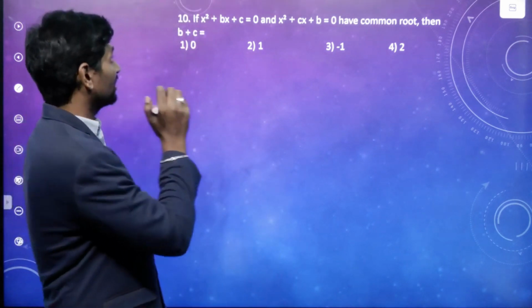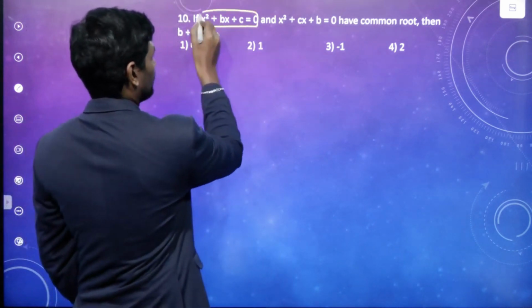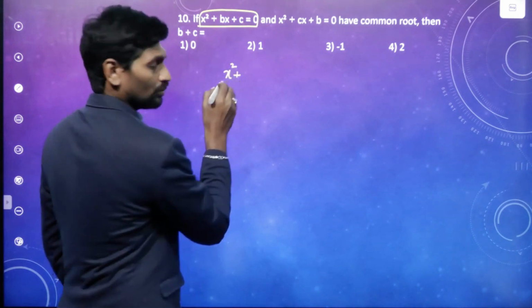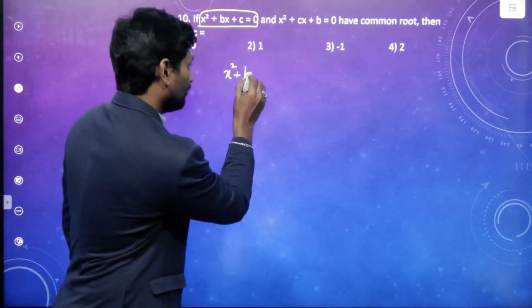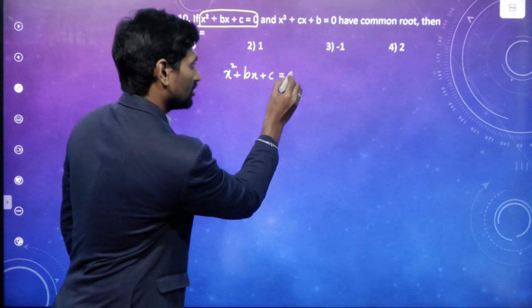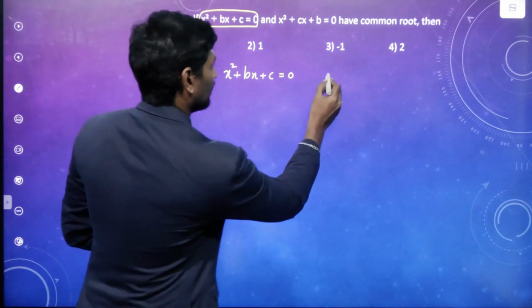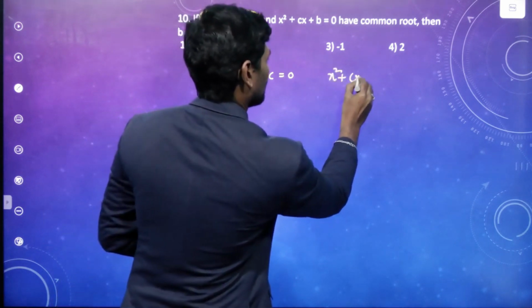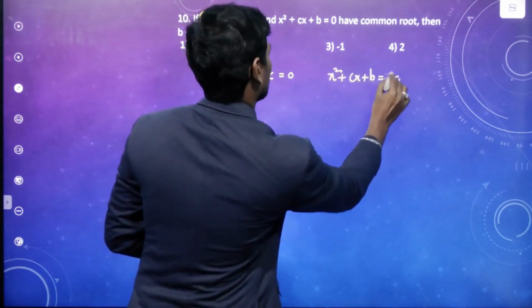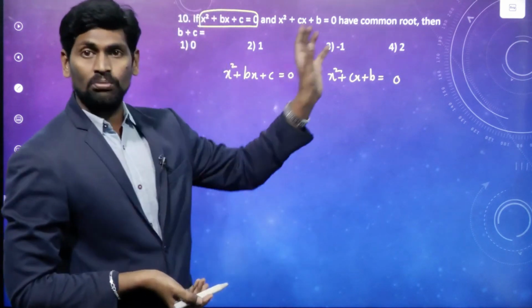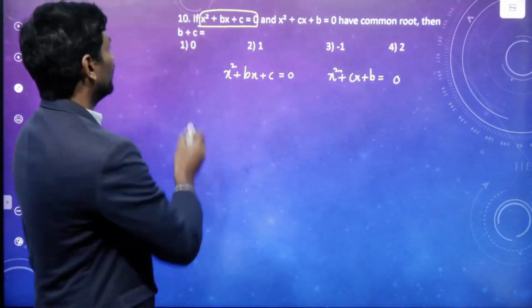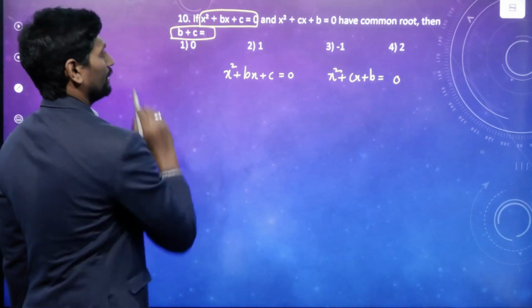Yeah, 10th question. What is that equation? X square plus bx plus c equals to 0. This is the first equation, right? Now, second equation. X square plus cx plus b equals to 0. Have common root, then we need to find out the value of b plus c.